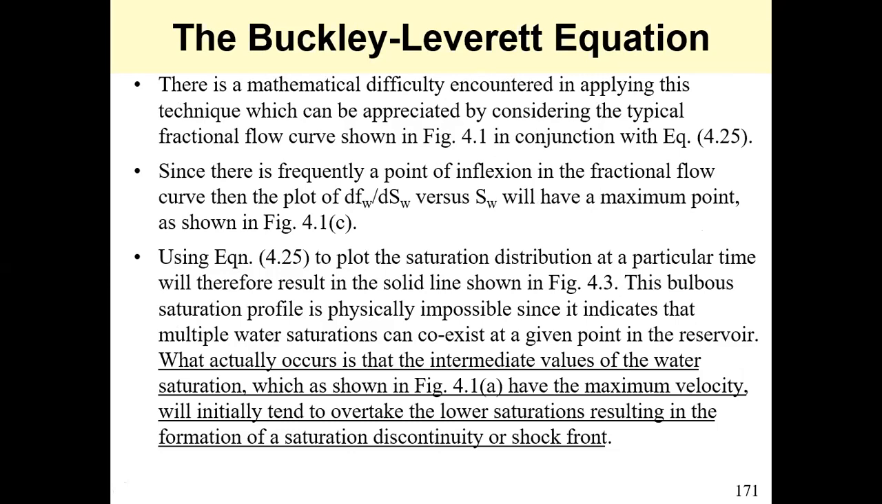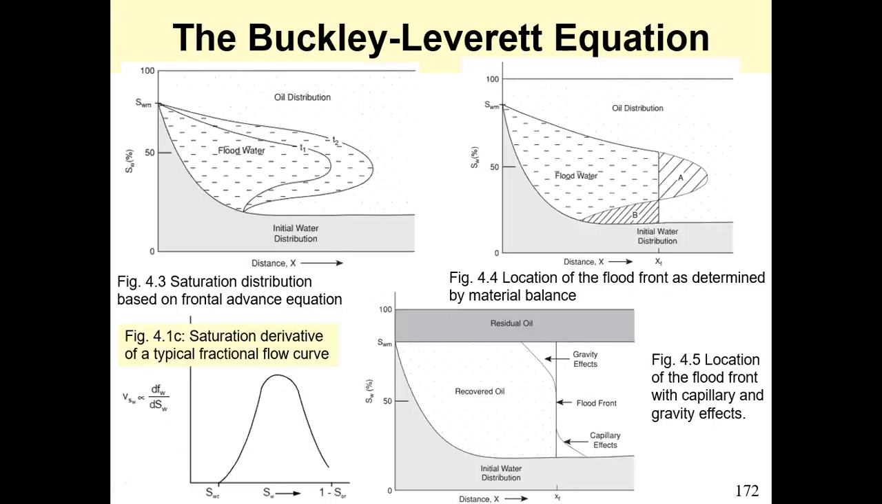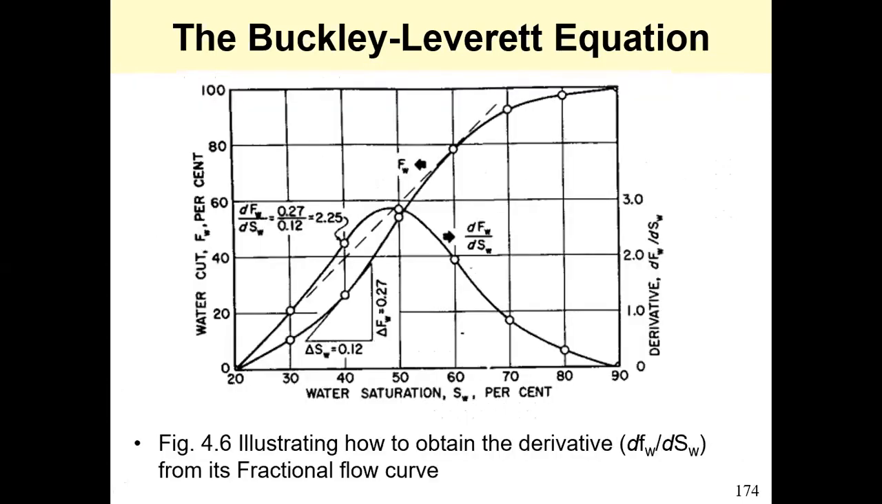Now, this portion is a little difficult to explain, but I will try to do that as much as I can. Permit me to come here. Figure 4.6 shows two curves. You have the fractional flow curve, that's the ogive curve, starts here and ends here. And then the bell curve is the derivative. So this is the derivative of the fractional flow curve. You see that in finding the derivative, it gets to a maximum velocity, as it were, because that's the maximum value, and then trends downwards. I want you to keep this in mind as I explain.